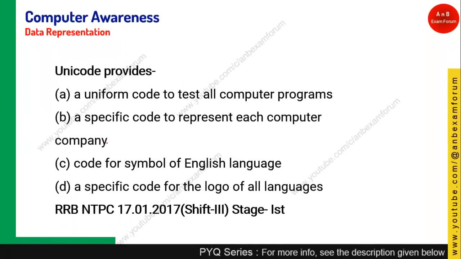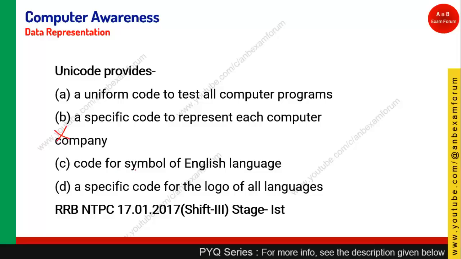The next question: Unicode provides a uniform code to test all the computers, a specified code to represent a computer company. This is a very useless option. A code for symbols of the English language, a specific code for the logo of all the languages. So option D, a specific code for the logo of all the languages. So it basically has all the codes for all the languages. So option D is the right answer.